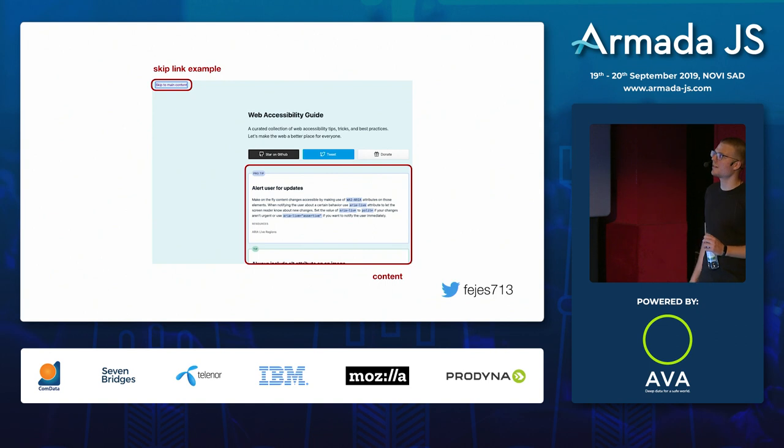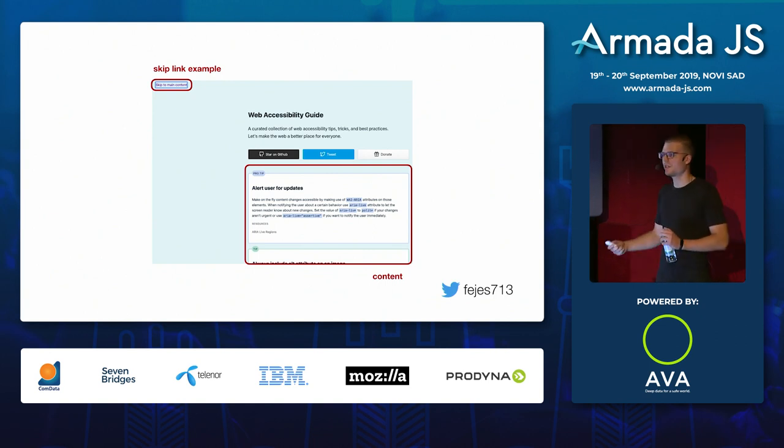So next on our list, we have skip links. You've seen how screen readers work. They read basically everything in order. So for example, imagine a regular news website.